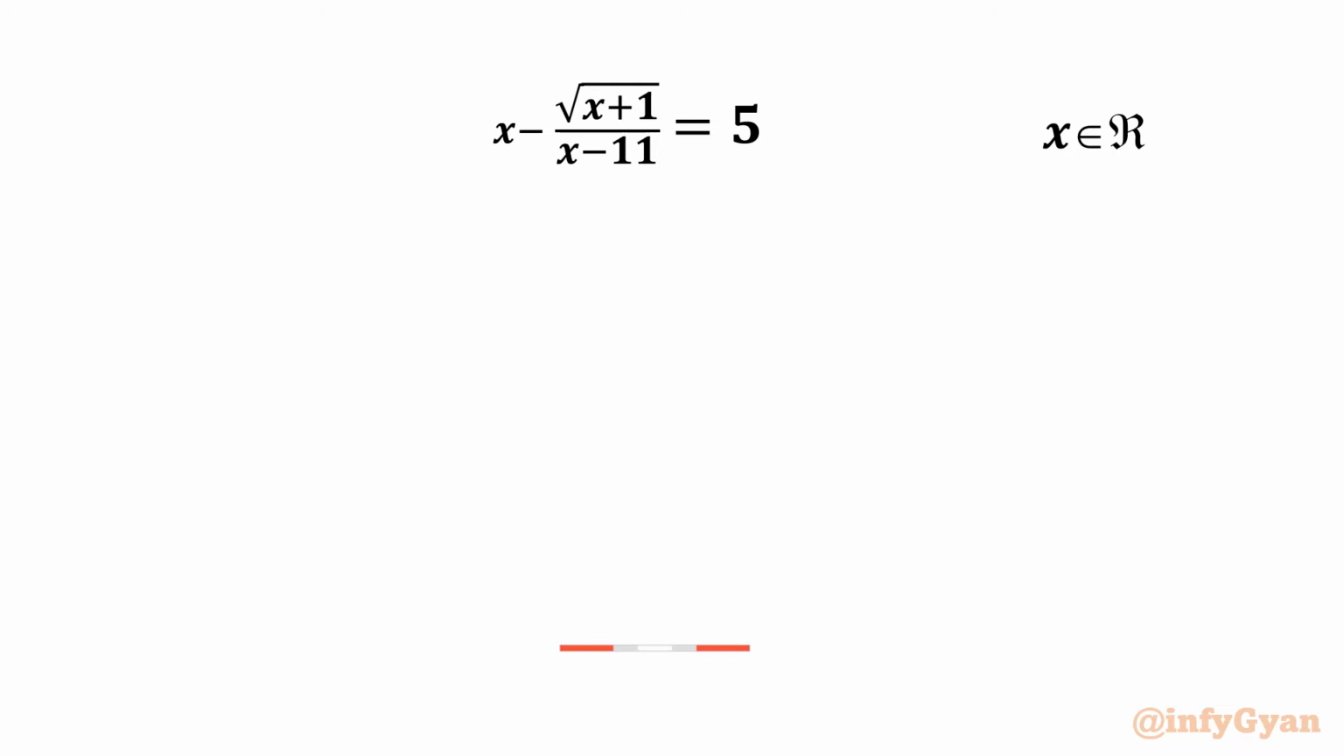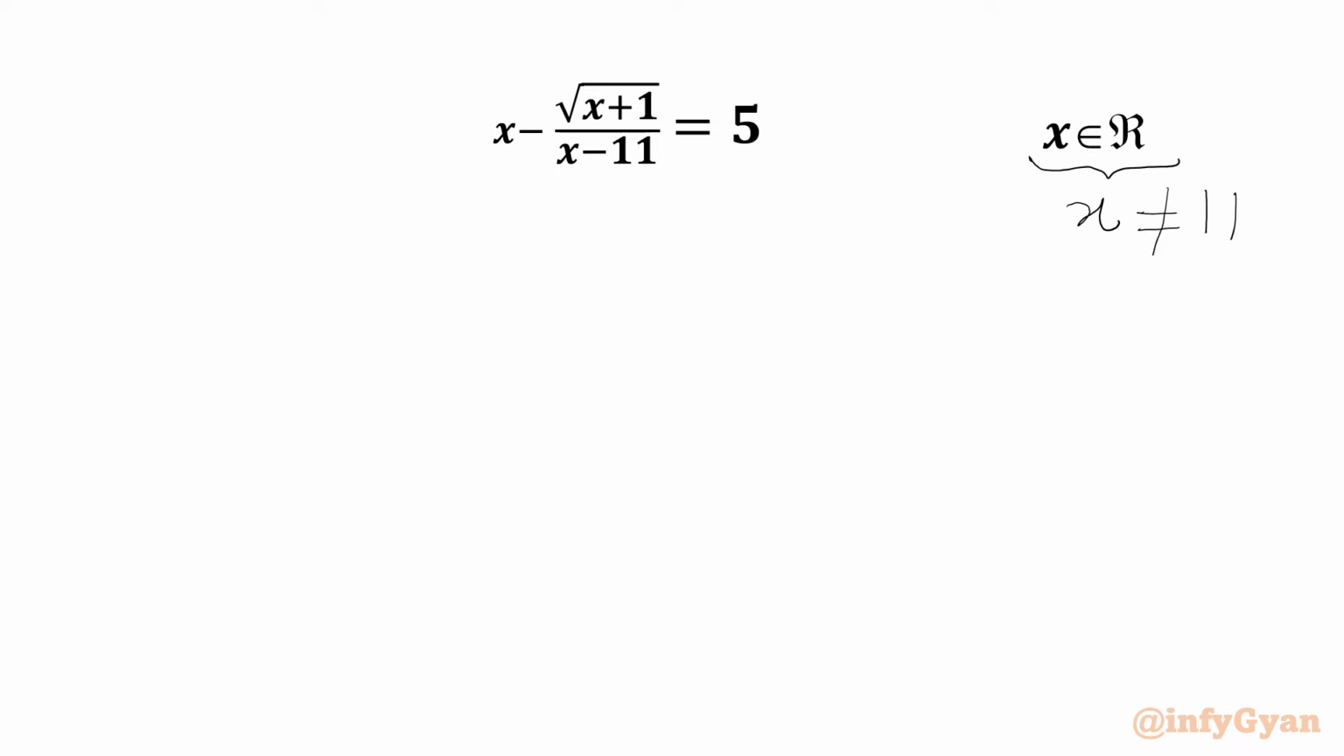Today in this video we are going to solve one very interesting radical equation problem: x minus square root of (x plus 1) over (x minus 11) equal to 5. We have to find all real solutions. So let's get started by writing our denominator cannot be 0, so x cannot be 11 first.